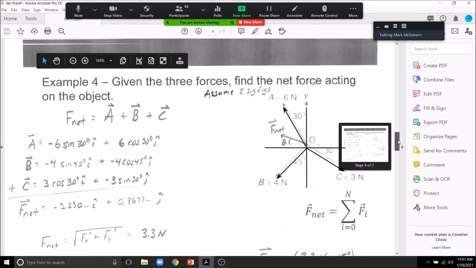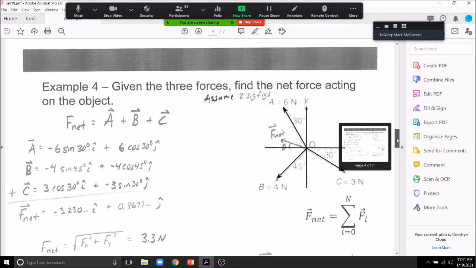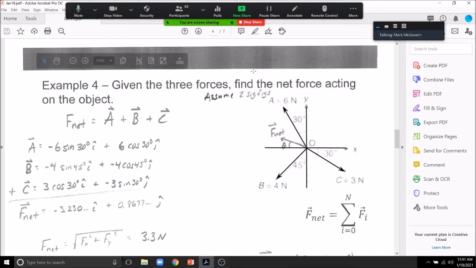Uh-oh. I'm going to put that back. I'm so sorry, vectors. All right. Vector A: minus 6 sine 30 degrees I hat. So if you look at vector A, it is a second quadrant vector. It points up and to the left. The x component would be negative. The magnitude is 6. The angle that is specified here is 30 degrees.